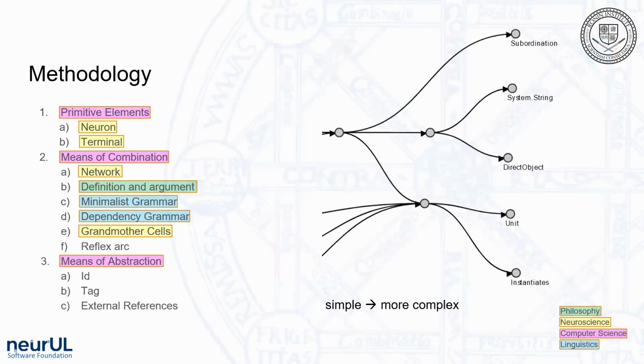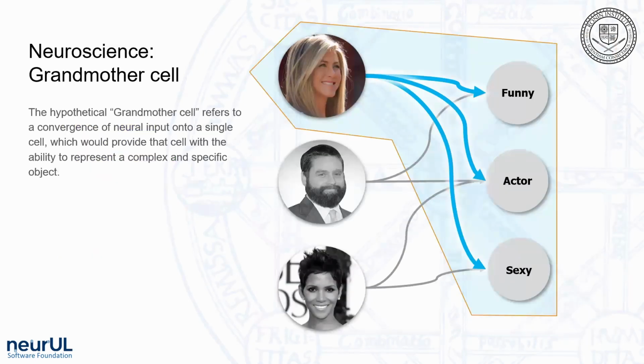Another means of combination in our language was inspired by the neuroscientific concept of grandmother cells. A grandmother cell is a hypothetical neuron that represents a complex but specific concept or object. Essentially, each grandmother cell is at the top of a hierarchy of increasing convergence. For example, Jennifer Aniston is a convergence of the concepts funny, actor, and sexy.